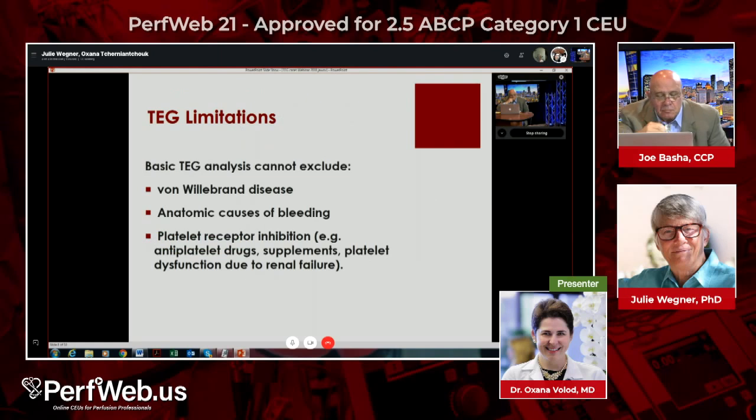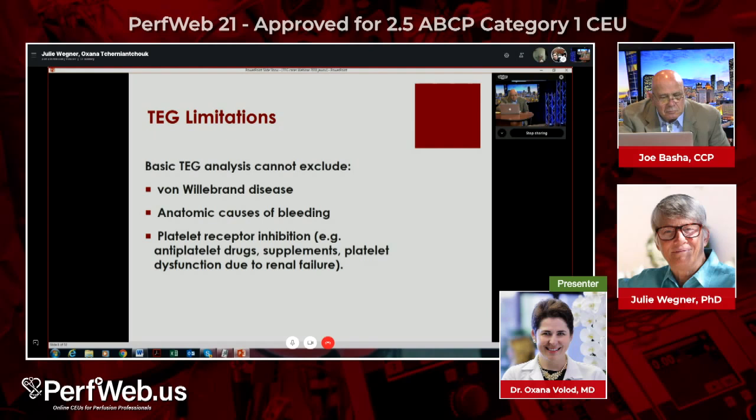With that, I would like to point out the following TEG limitations that were discussed with Julie, but again, I would like to reinforce. When we do TEG, that involves a cup and a pin. However, we do not have endothelium, and the role of von Willebrand factor is to adhere platelets to the endothelial surface. So we cannot assess von Willebrand factor activity in the TEG. If the patient is bleeding, another consideration is that the patient may have von Willebrand disease.